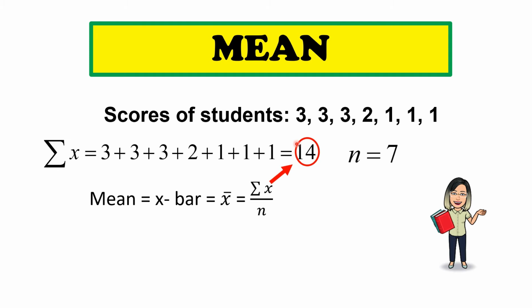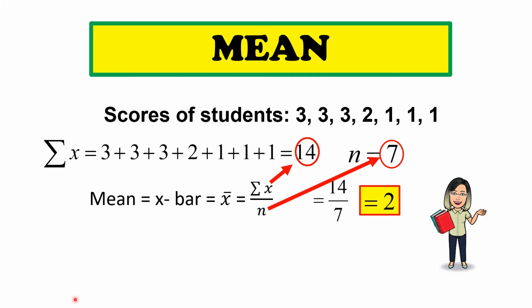Then, we have n. What is n? n is 7. So, we divide 14 by 7. 14 divided by 7, the answer is 2. So, our mean is 2.